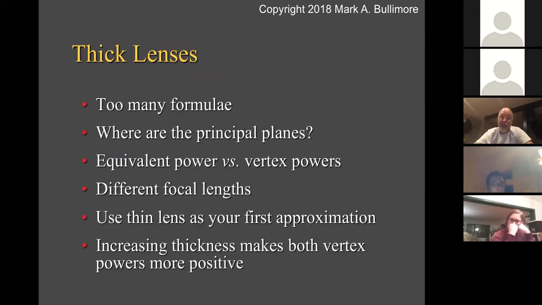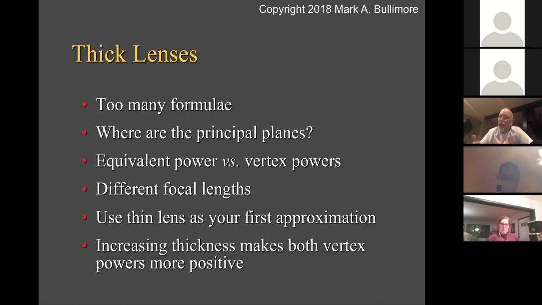When it comes to thick lenses, I think there are way too many formulae to remember. We need to have some idea of where the principal planes are. We need to understand the difference between equivalent power and vertex power. Remember, vertex power is what we measure on the lensometer. Equivalent power is the important power when we're determining the magnification of a thick lens, like for a low vision aid. And we've got to remember that they have different focal lengths with different names.